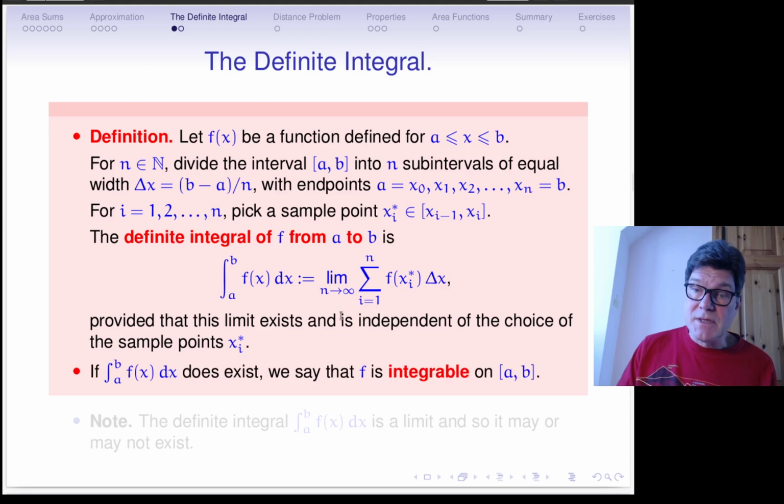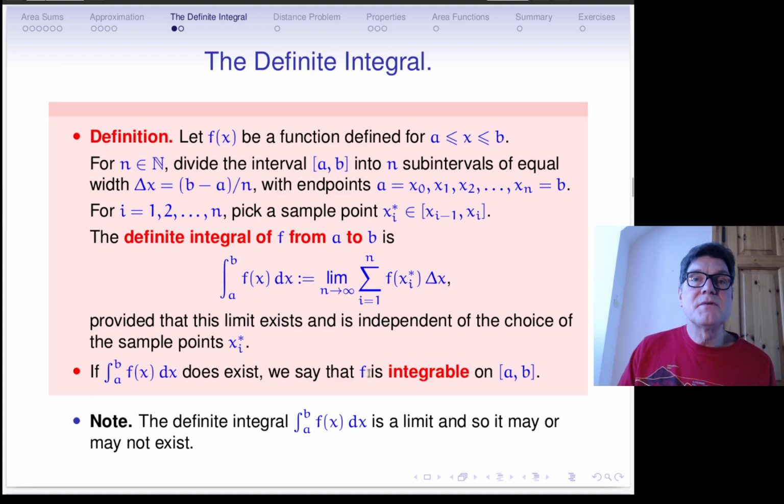So this is a limit. Limits might or might not exist. So this definition only makes sense when the limit exists and when it is uniquely defined, that is independent of the choice of the sample points in the interval. If the limit does exist, we say that the function f is integrable on the interval from a to b.